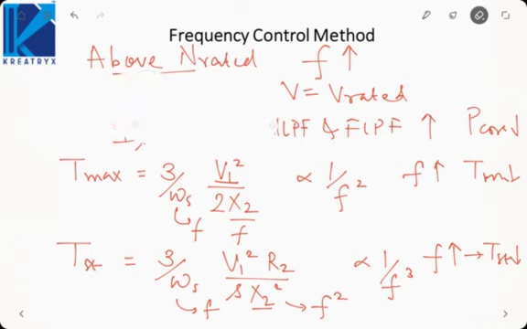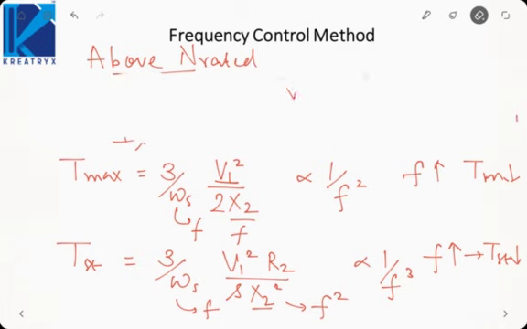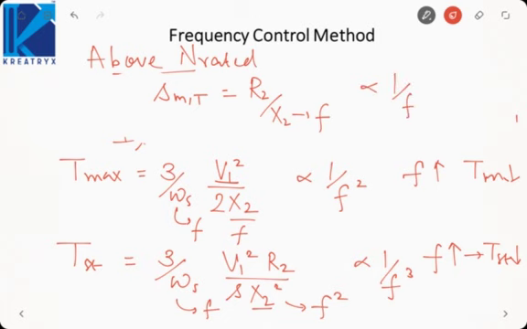Similarly, the slip for maximum torque is R2 by X2, this is proportional to F, so it is inversely proportional to frequency. As frequency increases, SMT reduces. Now let us plot these characteristics, or torque slip characteristics of the machine.